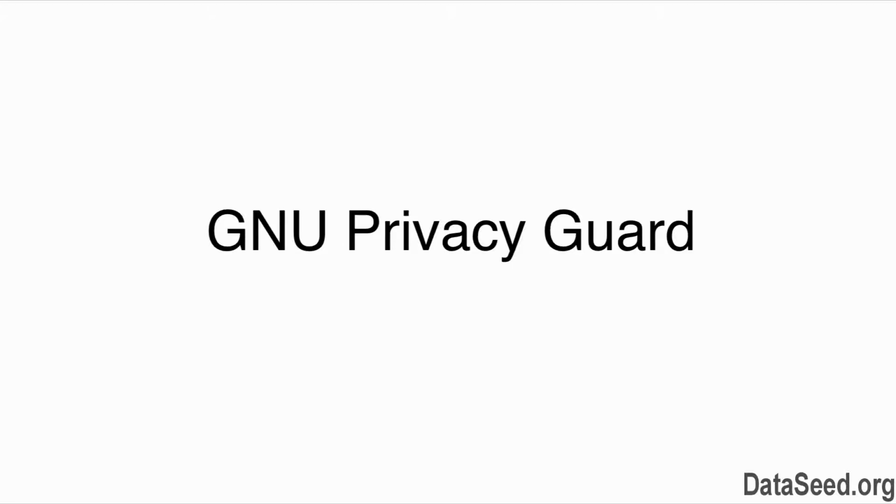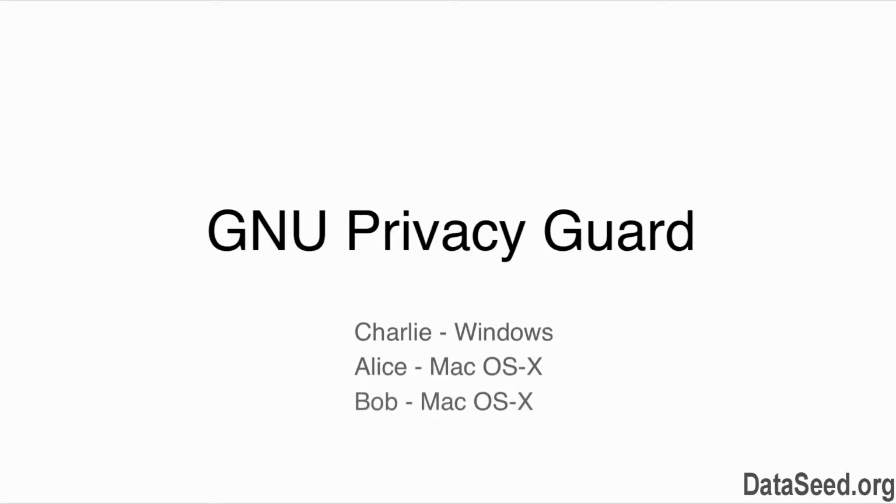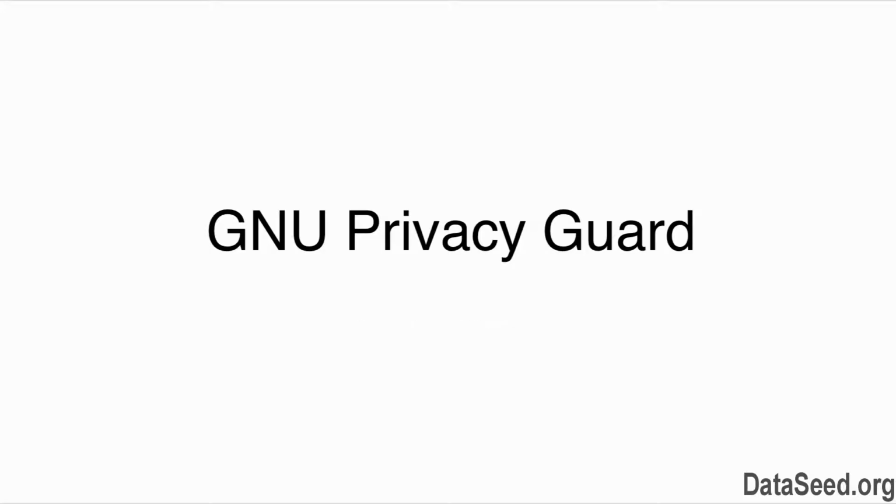In this lesson, we'll start by installing GNU Privacy Guard on Windows and then on OS X for Mac. In this example, Charlie is a Windows user and Alice and Bob are OS X users. Each party will install GnuPG and create a public and private key pair in the GPG keychain. Then we will look at the functionality of GPG as it relates to sending email messages and files.